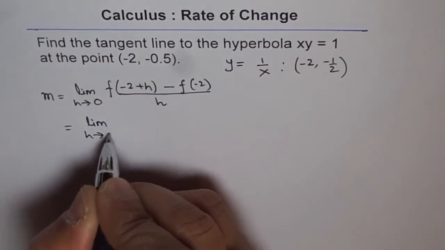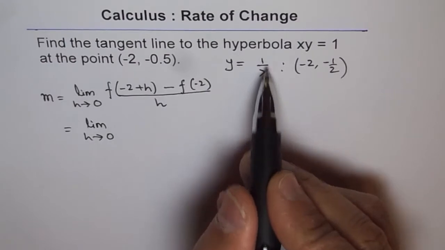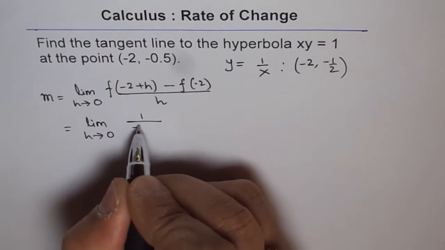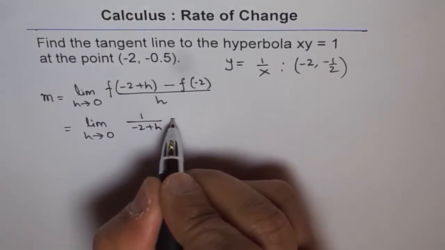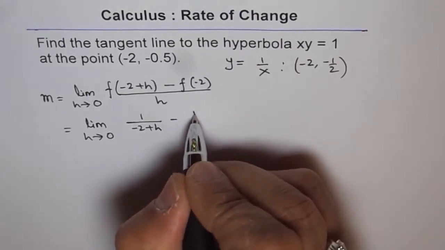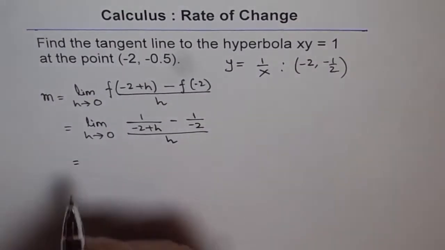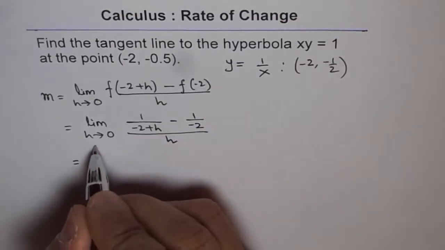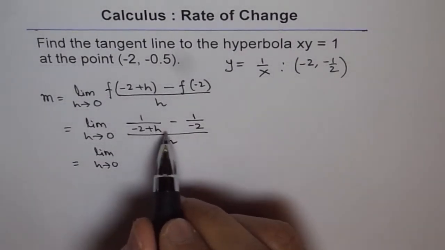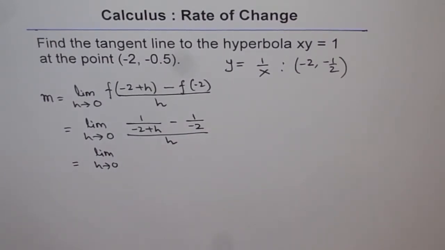So h approaches 0. When we say -2 plus h, the equation is y equals 1 over x, so x is replaced by this value. So we get 1 over -2 plus h, minus f of -2, which is 1 over -2, divided by h. Now whenever you have a reciprocal function like this, I suggest you simplify it. So to simplify, we take a common denominator, which is -2 times this, right?